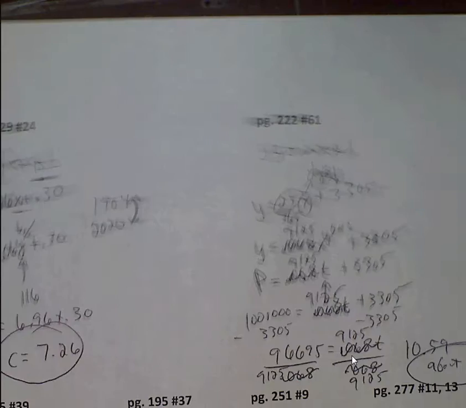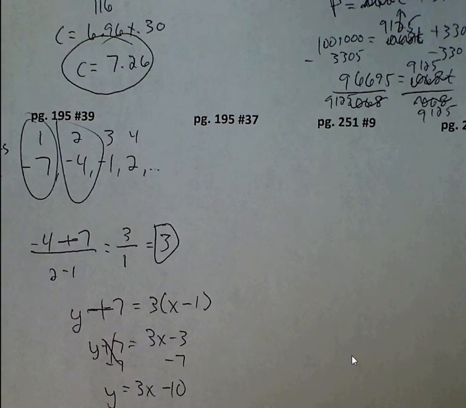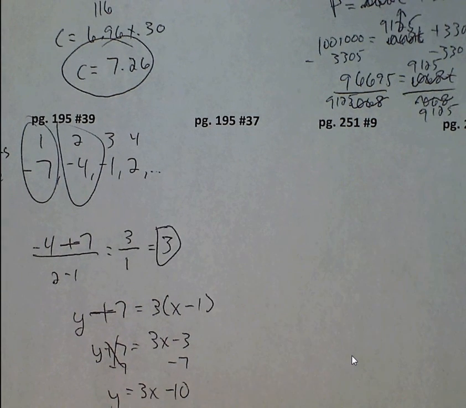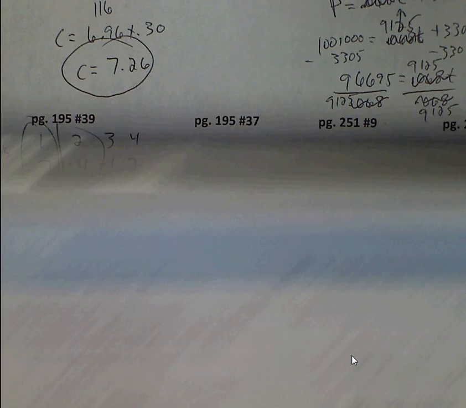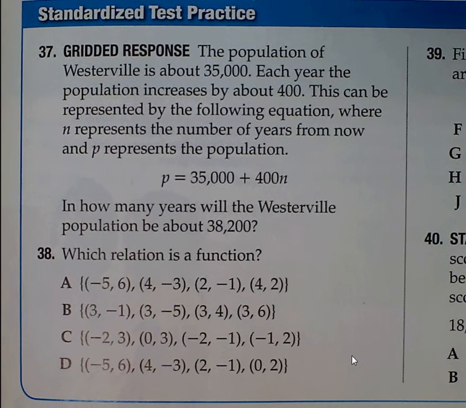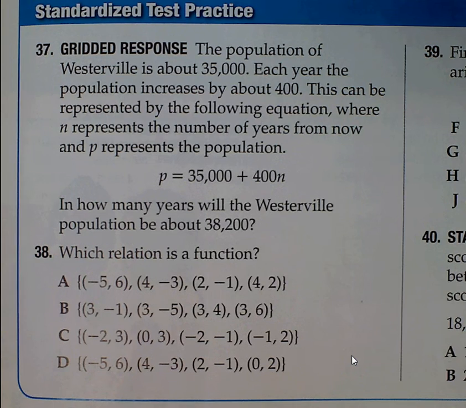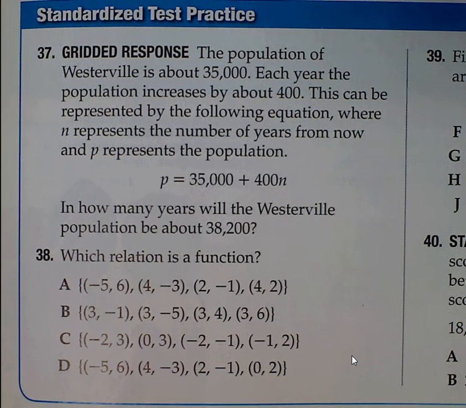Here we go. So we are on Unit 2, Section 3, Review Number 3, Part 2. Page 195, number 37. It states the population of Westerville is about 35,000. Each year the population increases by about 400.